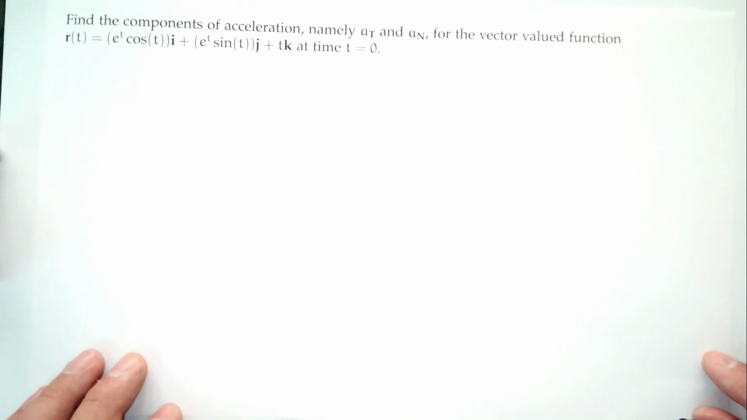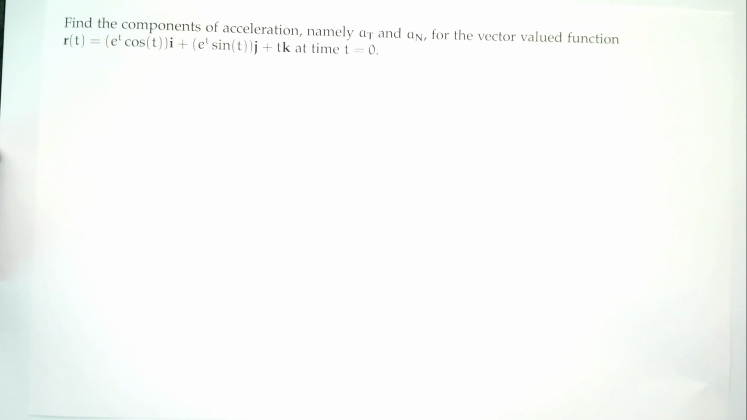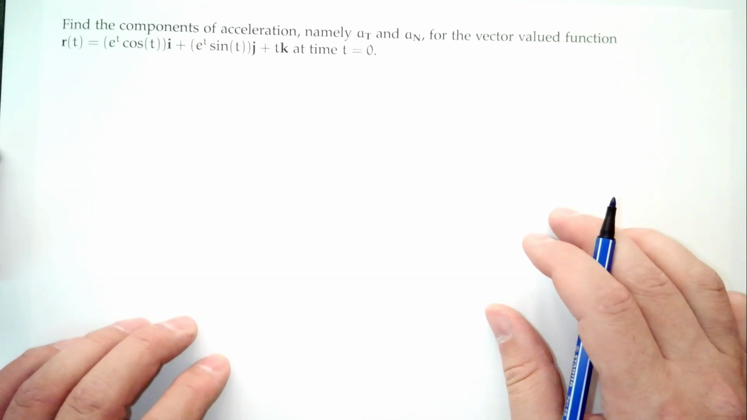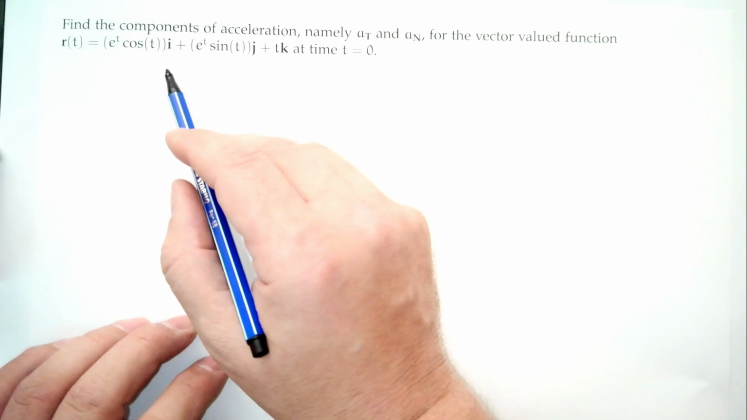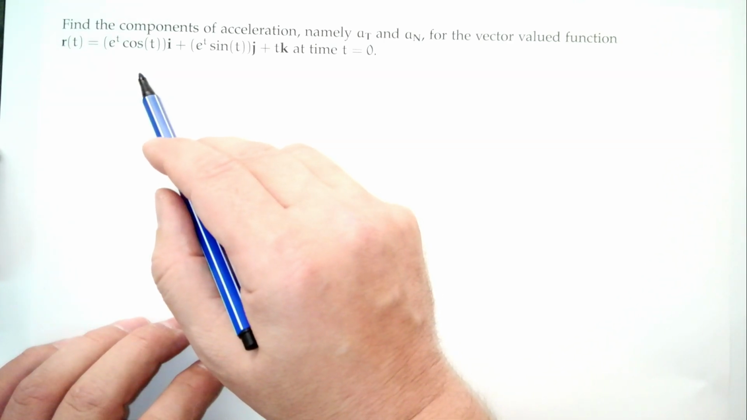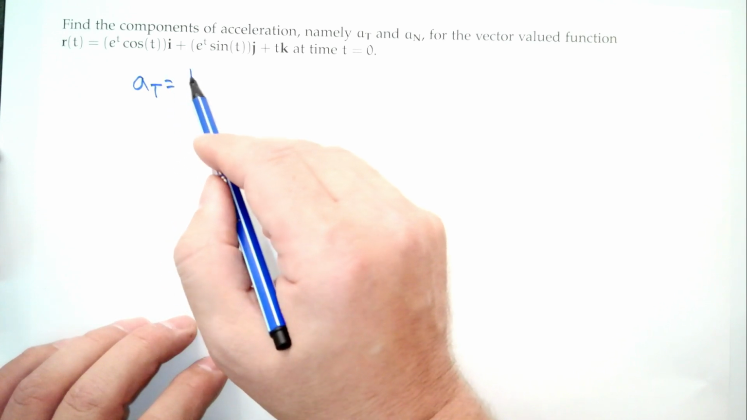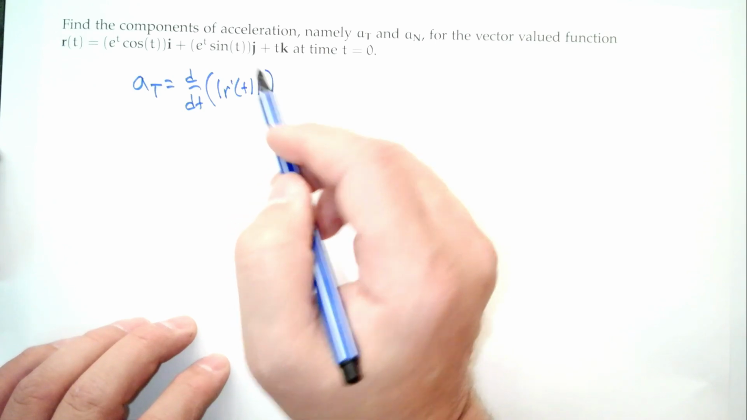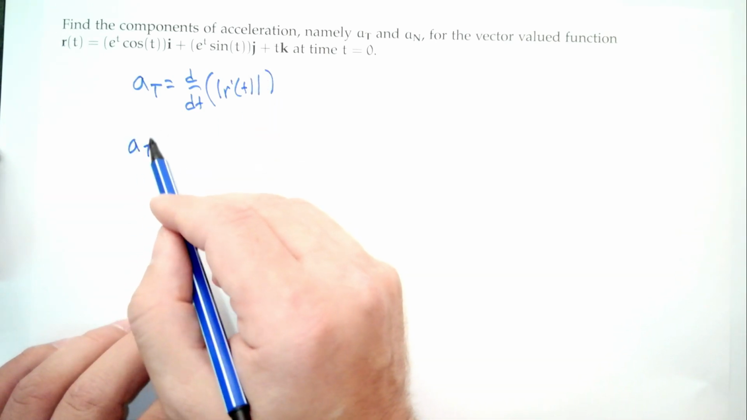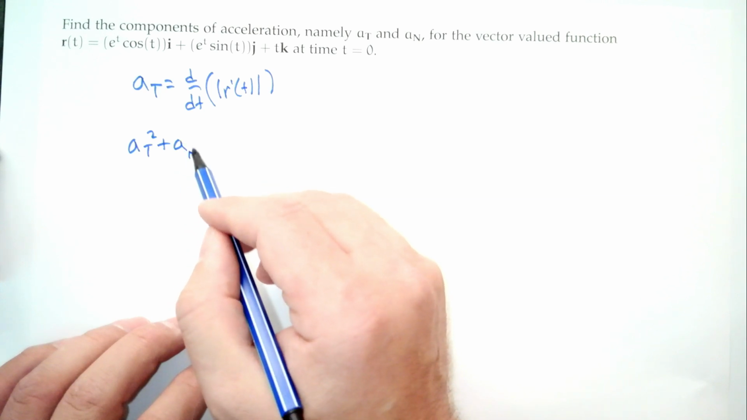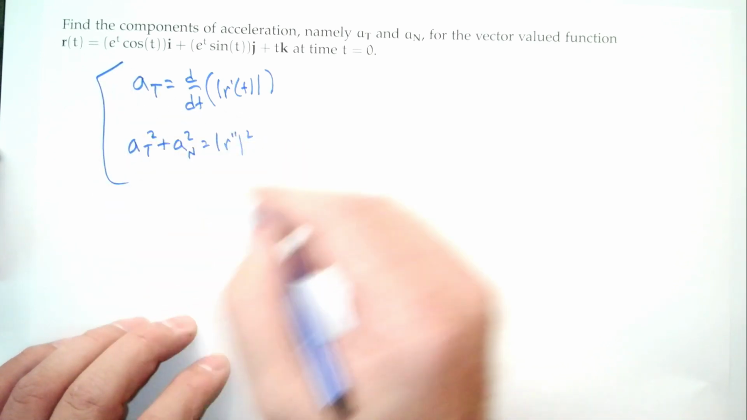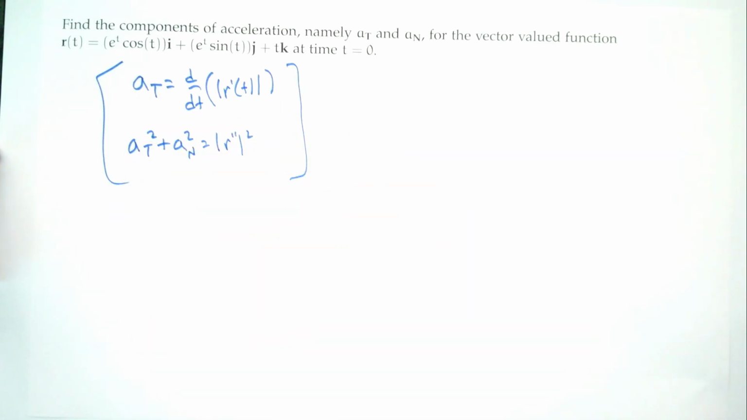Find acceleration, a sub t and a sub n. Well, these ones are a bit lengthy, but there's not really much to them once you get the hang of it. Now, how do you do these? Probably the quick way is to say, if I want a sub t, that's the derivative of the magnitude of r prime of t. And if I want a sub n, I just remember a sub t squared plus a sub n squared is the magnitude of r double prime squared.